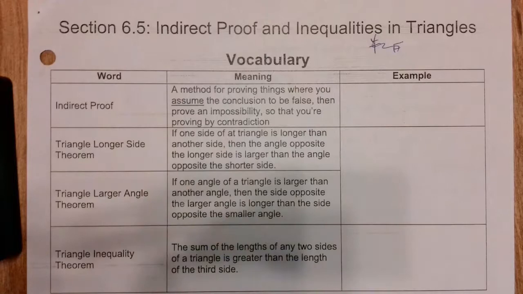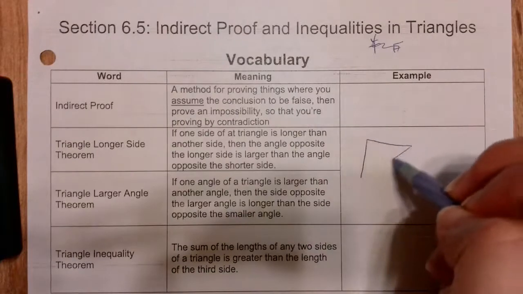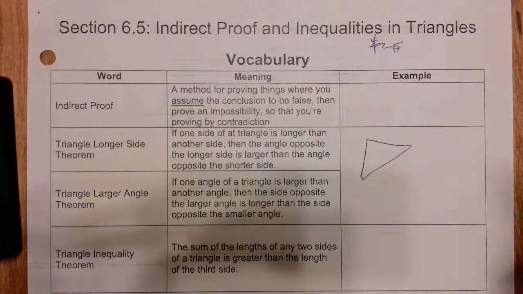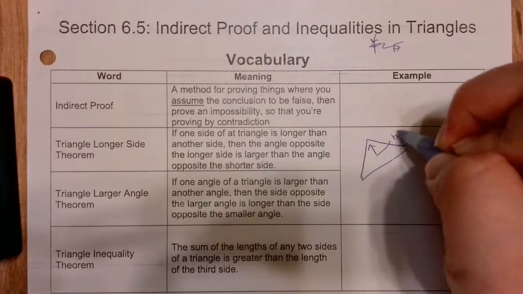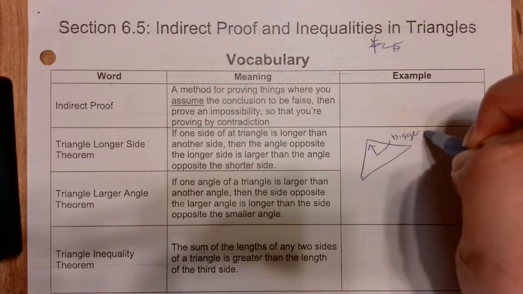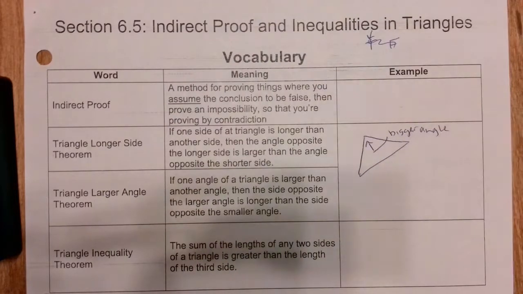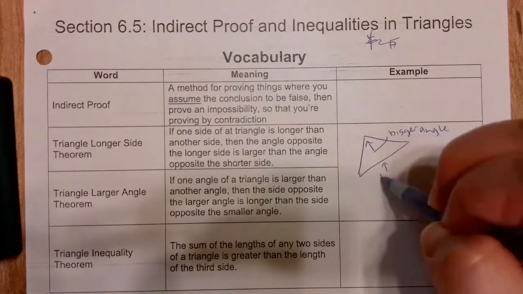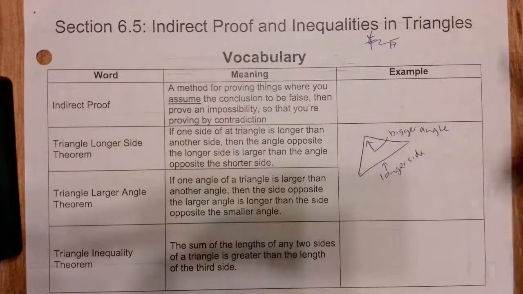The triangle longer side theorem and the triangle larger angle theorem. Essentially, if you have a triangle, this is a bigger angle. It's wider. It would have a bigger degree. So here is the longer side. Notice that the longer side is across from the bigger angle.